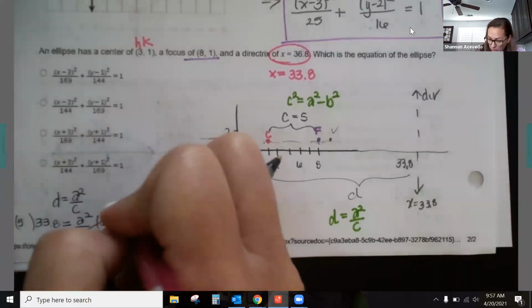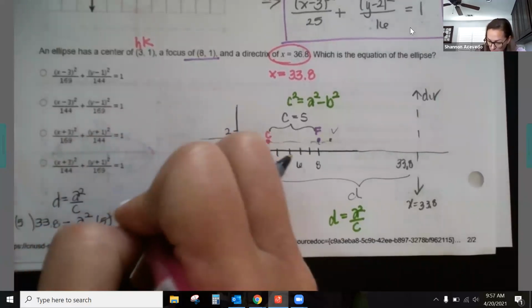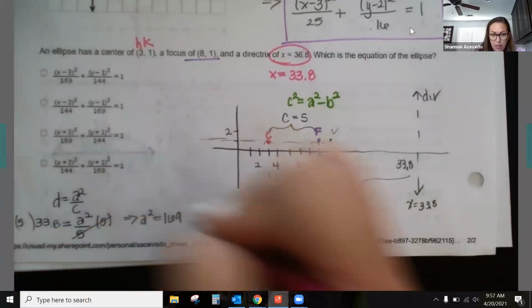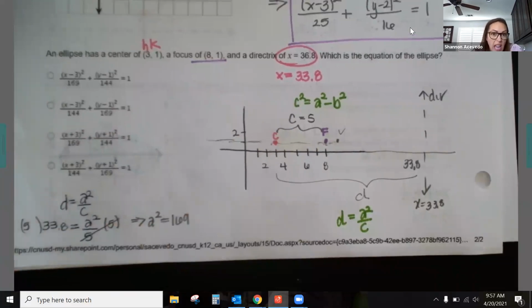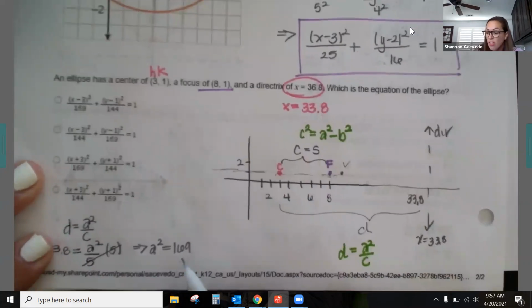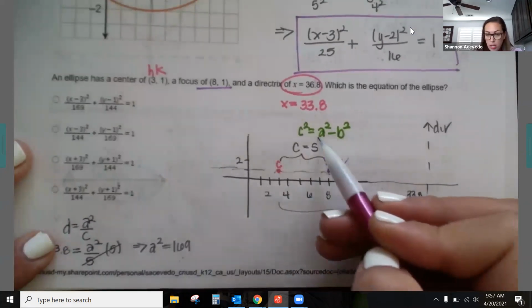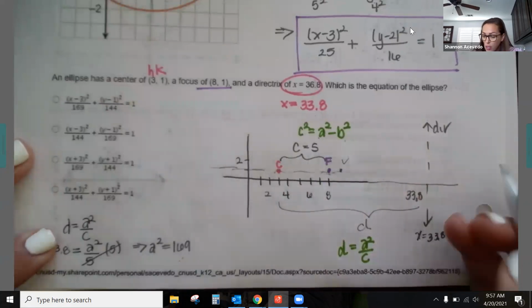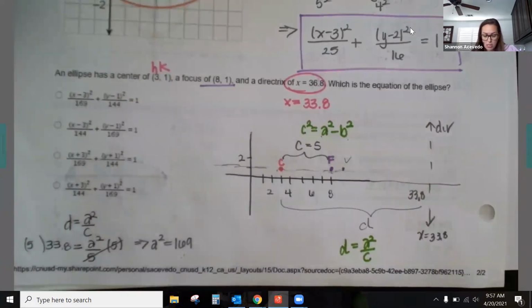And I end up with A squared is equal to 169. Now I can find my A, but remember, not necessary because my equation is over A squared. So if I solve for A, then I'm just going to have to square it again. So I could just leave that as A squared. Now that I know A squared and I know my C, I can solve for B. So I'm going to use that information to help me solve for my last little piece of the puzzle.